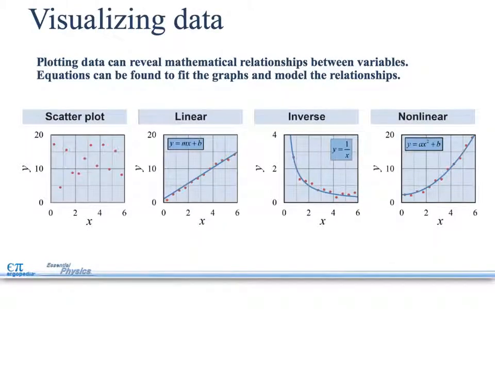Visualizing data. Plotting data can reveal mathematical relationships between variables. Equations can be found to fit the graphs and model the relationships. Scatter plot: the plots are just going everywhere. This is kind of random. A linear equation: this is where you get the y equals mx plus b. Inverse: y equals 1 over x. And nonlinear: y equals ax squared plus b.